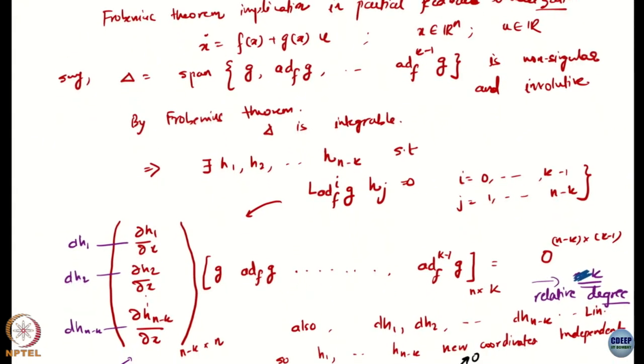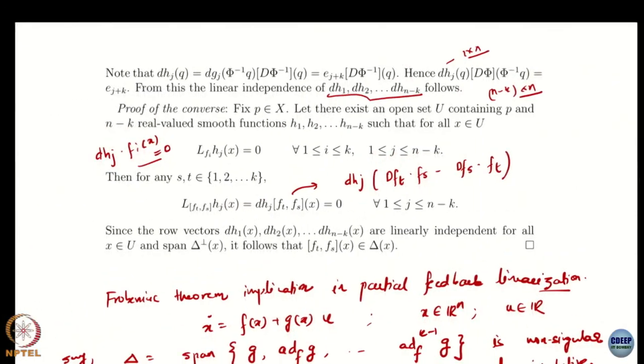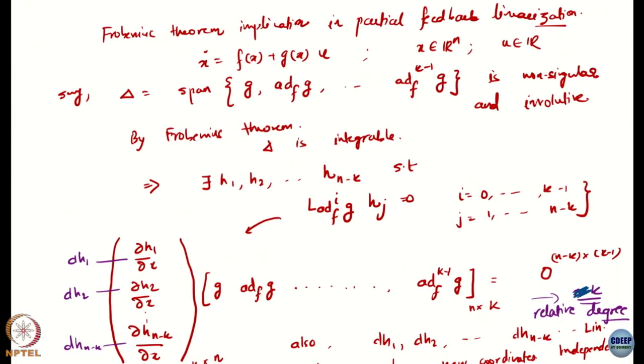Now, I don't have anything here, I have something else there, but it's nice to also wonder what involutivity of this distribution delta means. Involutivity means that if I take the Lie bracket between any two of these, then that has to be in the span.